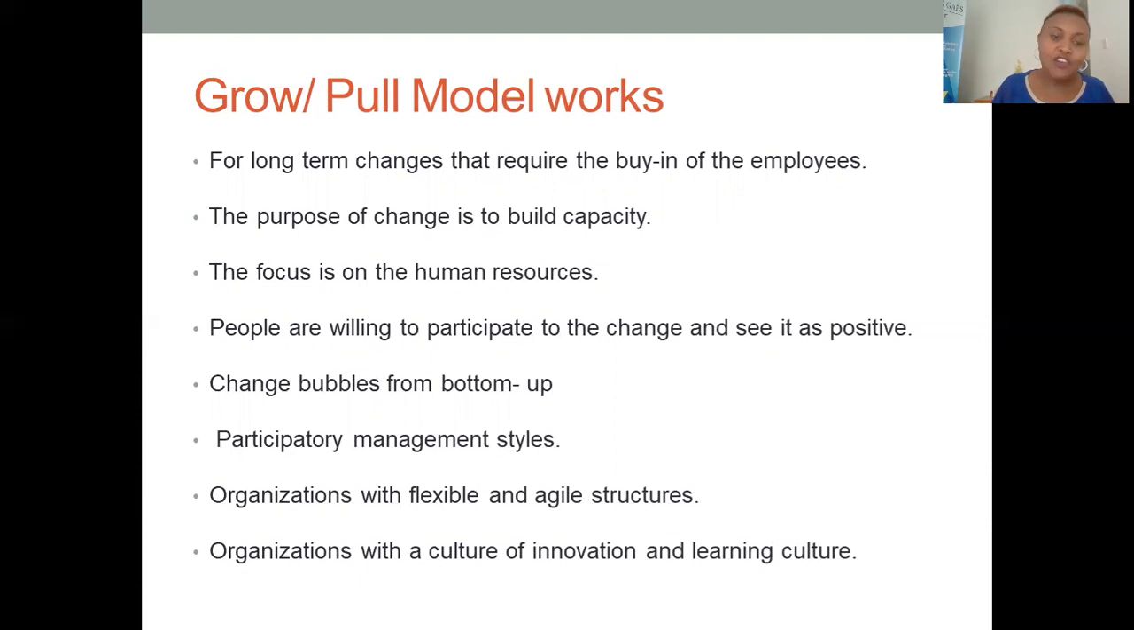It focuses on the human resource, and these people are willing to participate in the change and look at it as being positive. Change bubbles from the bottom up. It's not pushed down, it bubbles up. This kind of change works mostly with participatory management styles in organizations that are flexible, that are agile, that have a culture of innovation, and that have embraced the learning culture, where knowledge can come from anywhere, where it is open.